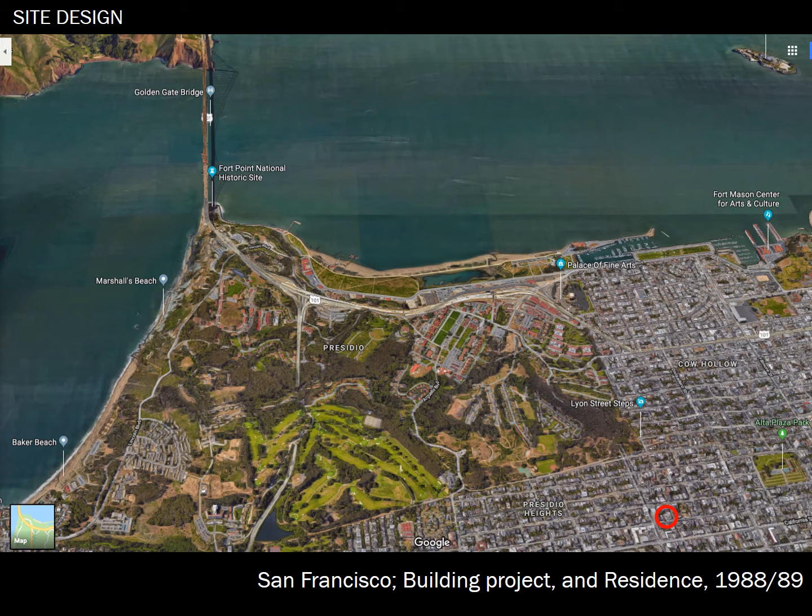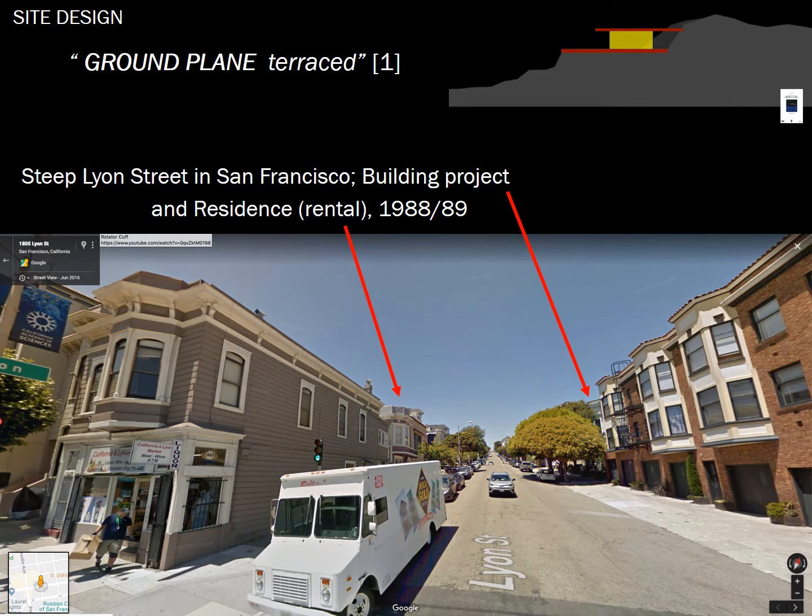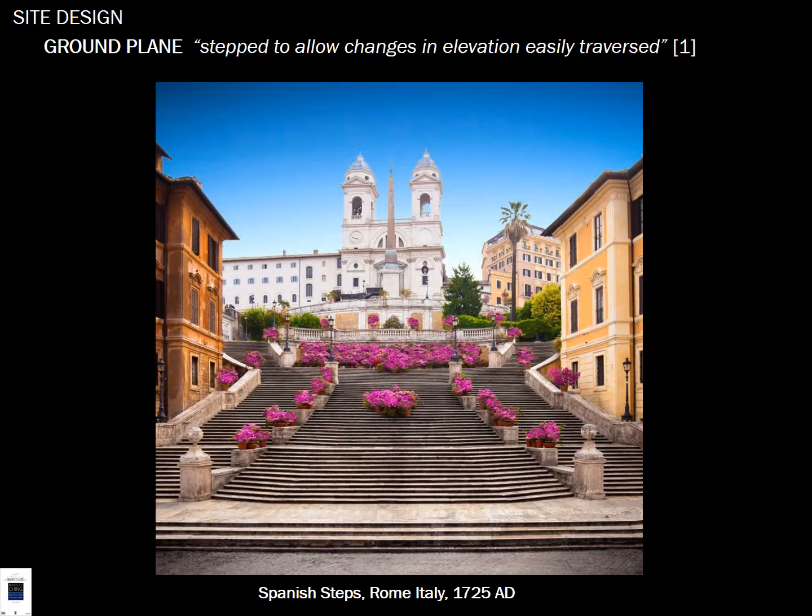This is the San Francisco Bay. The yellow circle is where I lived. See the terracing of the ground plane, and the project across the street from where I lived. The ground plane can step to allow changes in elevation easily traversed.